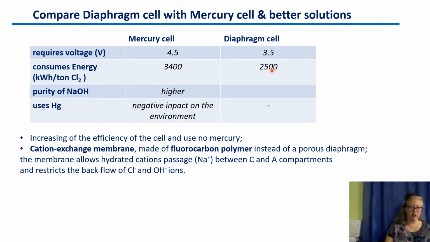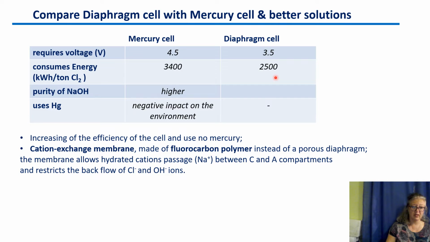Then the diaphragm cell, the voltage of which is equal to 3.5 volt only, consumes more electric energy. This is about 3,400 kilowatt hour per ton of chlorine, compared with 2,500 in the diaphragm cell.